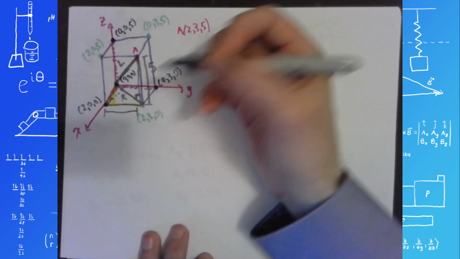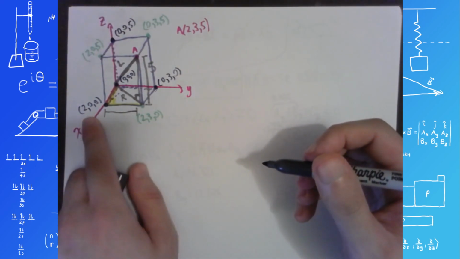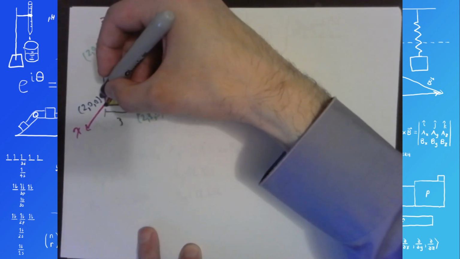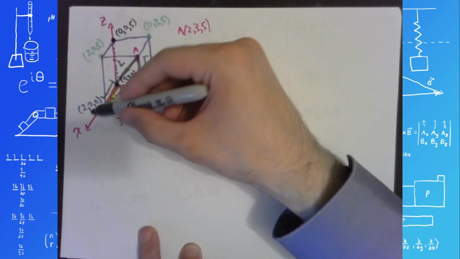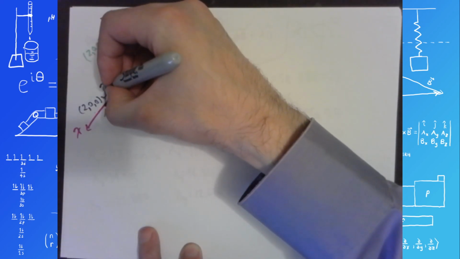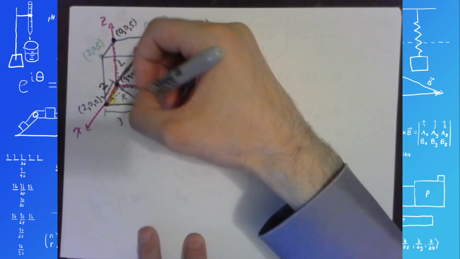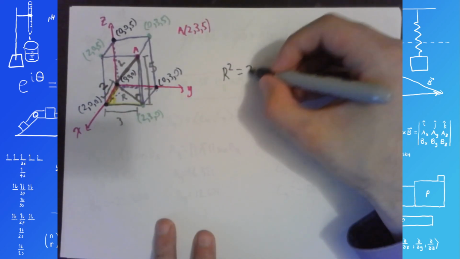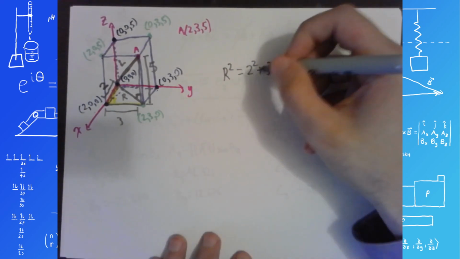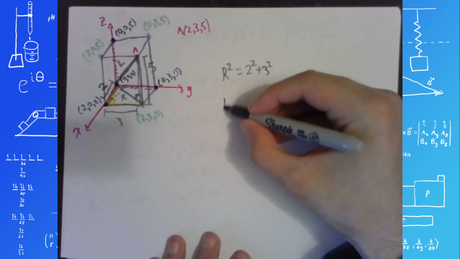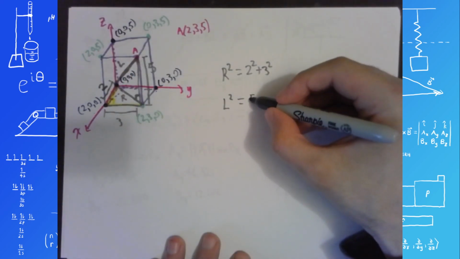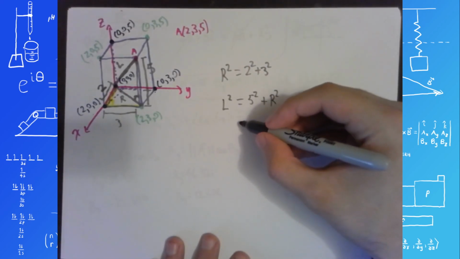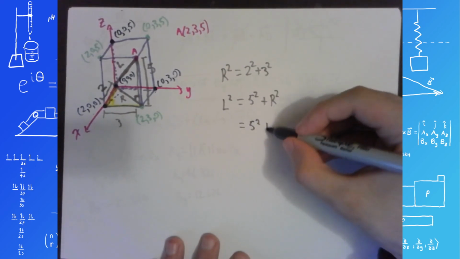This side is just going to be, I guess we can do the distance from 200 to 230, is just a distance of 3 along the y-axis. And then that distance over there is the distance from 200 to the origin. That's just going to be 2. So R can be calculated from the Pythagorean theorem with 2 and 3. So R squared is equal to 2 squared plus 3 squared. I'm going to keep it written like that. Now we need to solve for L squared, was our original problem. L squared was equal to 5 squared plus that R squared, which equals 5 squared plus 2 squared plus 3 squared.